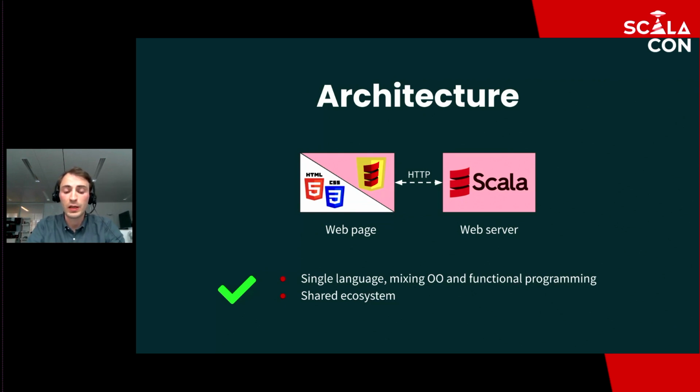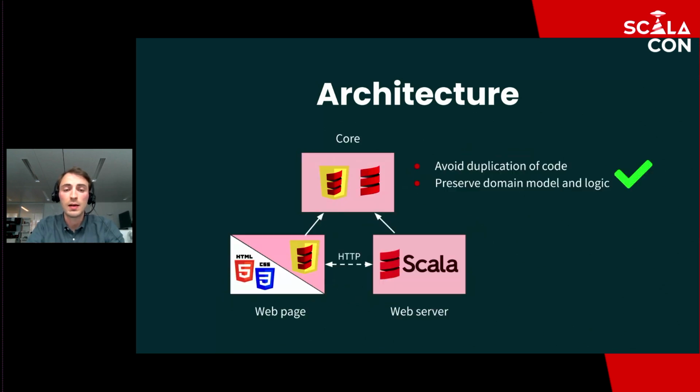But what about duplication of code? This can be solved easily by adding a third module, a core module that is cross-compiled to JS and JVM. It avoids duplication of code, but also it enables us to preserve the domain model and logic from the more technical code of the front end and the back end.